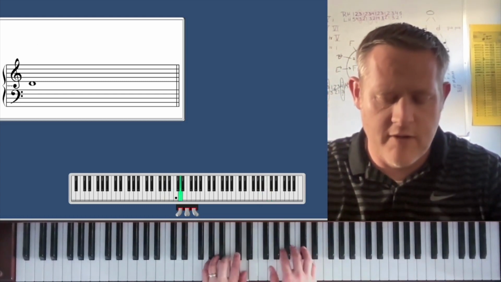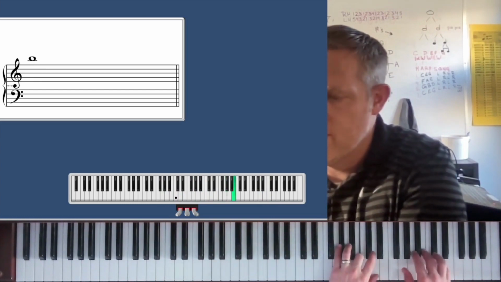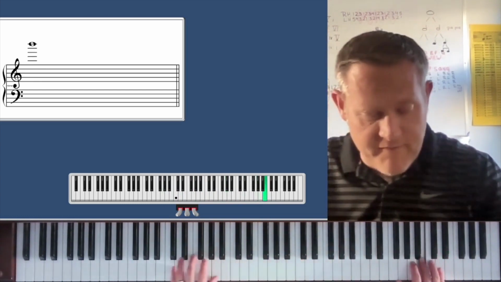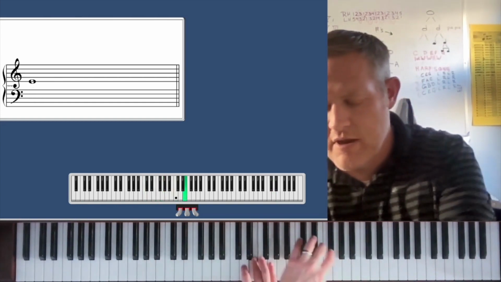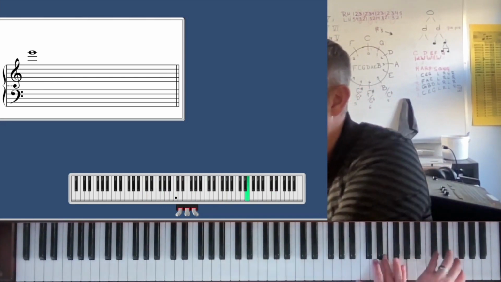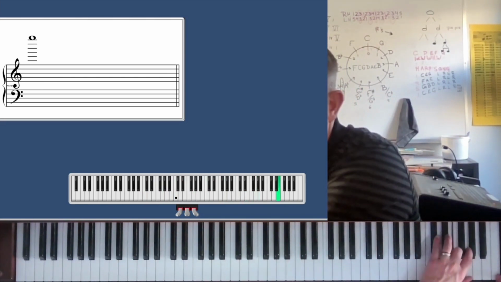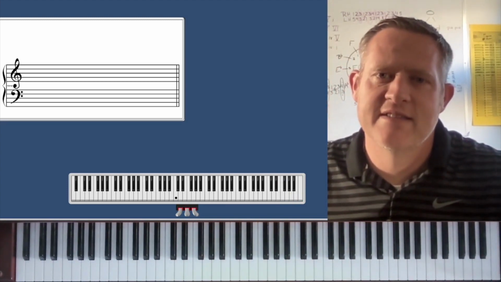5, 3, 1. Right hand. 1, 3, 5. Crossover. Left. 5, 3, 1. 1, 3, 5. Back to C. 5, 3, 1. 1, 3, 5, 5, 3, 1, 1, 3, 5, all the way to the top. 5, 3, 1, 1. And that is Harp Song in C major.